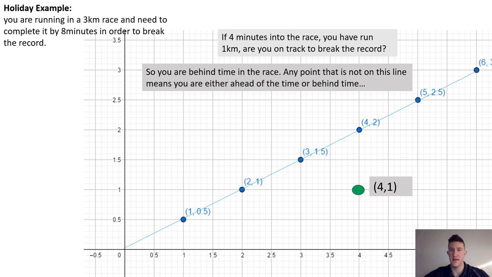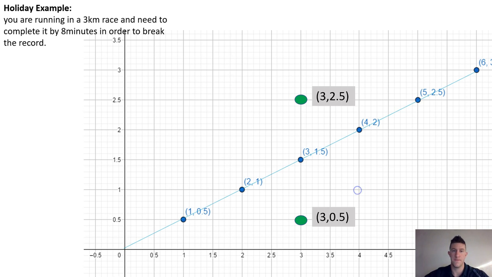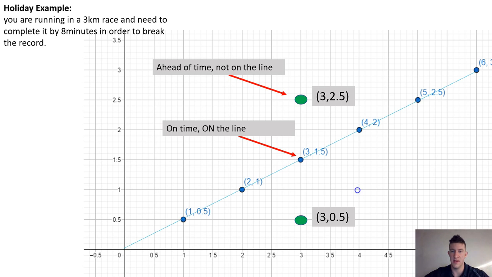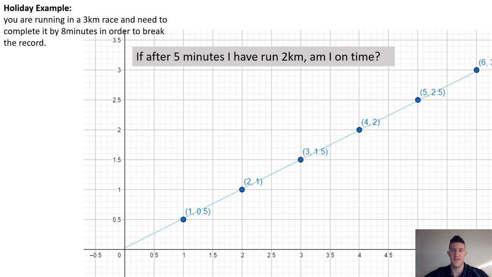At any point, or any point that's not on this line, means I'm either ahead of the time or behind the time, like I mentioned before. So in this case, I'm too slow. Both examples here, I'm either ahead or behind. On time is on the line, ahead of time is not on the line, and behind time is not on the line. In this example, obviously being ahead of time is okay, but the main thing we're looking at for this example is whether or not I'm on the line. If after 5 minutes I've run 2 kilometres, am I on time?